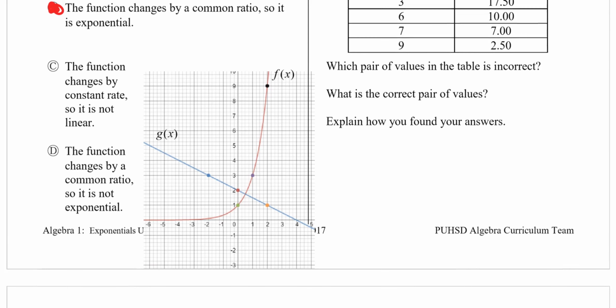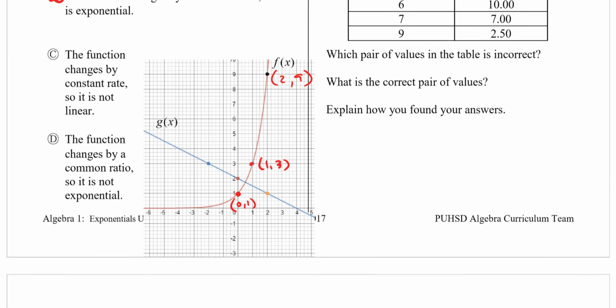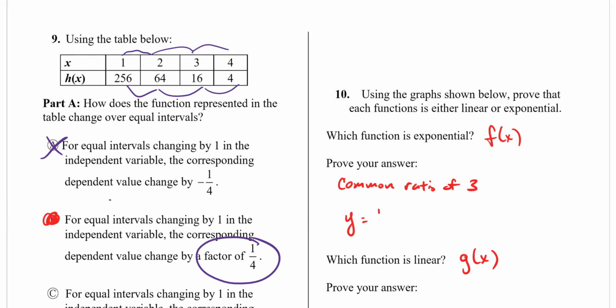Prove your answer. Well, my proof of my answer is if I take these points, 0, 1, 1, 3, and 2, 9. We have a common ratio: 9 divided by 3 is 3, 3 divided by 1 is 3. We have a common ratio of 3, and also that function can be written as having a starting value of 1 and a ratio of 3, so y = 1 times 3^x.